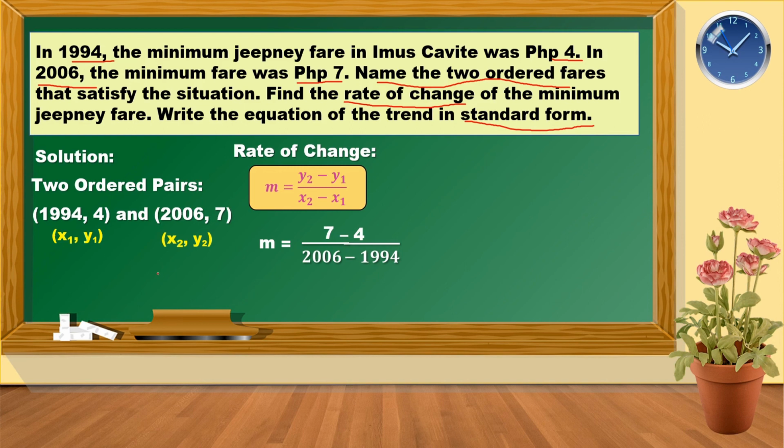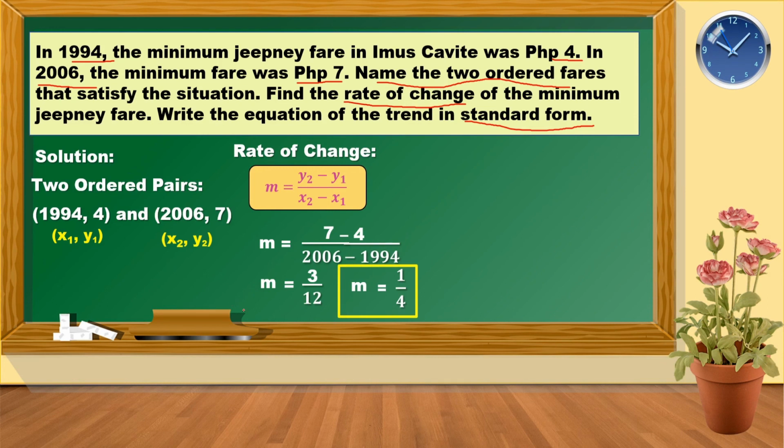Let us simplify. M equals 7 minus 4 is 3 over 2006 minus 1994 equals 12. And let us simplify this. So we have M equals 1/4. And this is now our rate of change or the slope, which is 1/4.